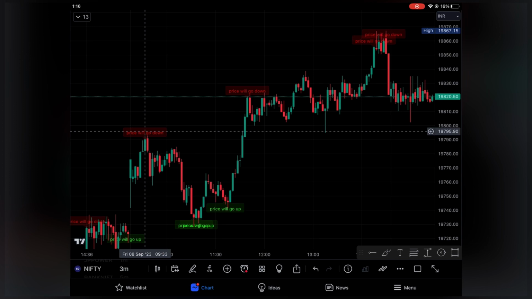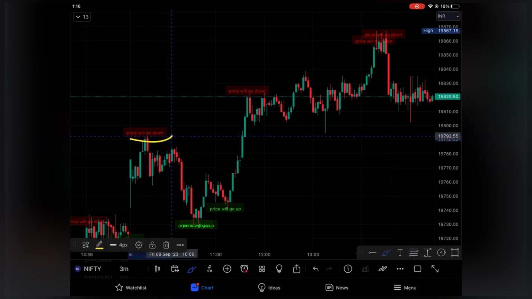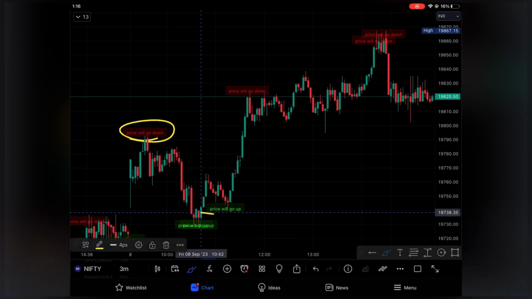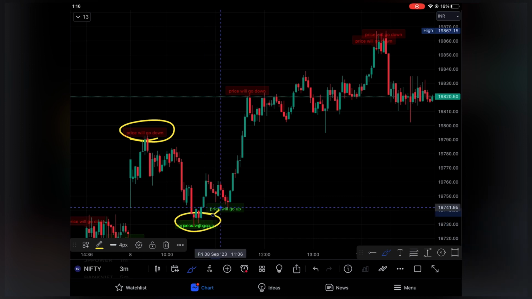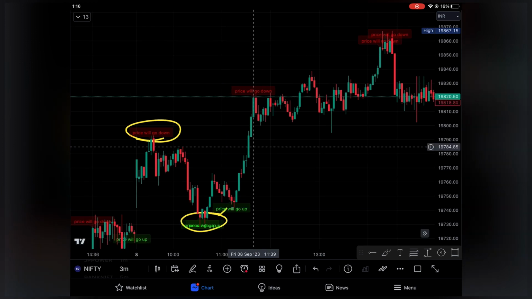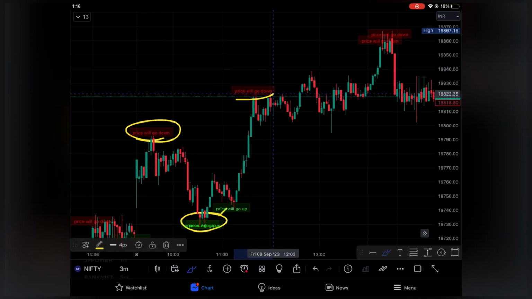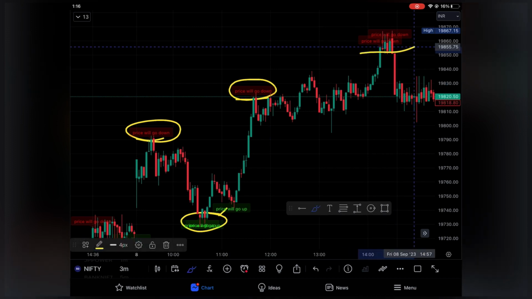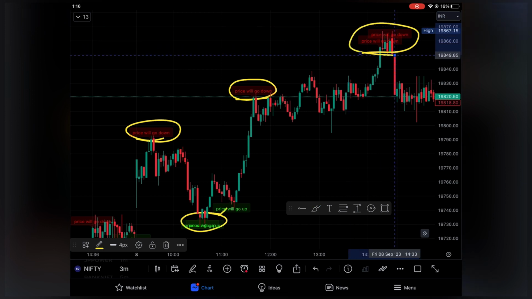Around 9:30 we got our first signal. Let's mark it. And then around 10:30 in the morning we got another signal, and beside it you can see a continuation signal, the same signal, so we need not mark it. And at around 11:30 again, above you can see there is a signal that price will go down. Let's also mark that. And after that, the last signal of the day was around 2:15 in the afternoon, so let's also mark that one.